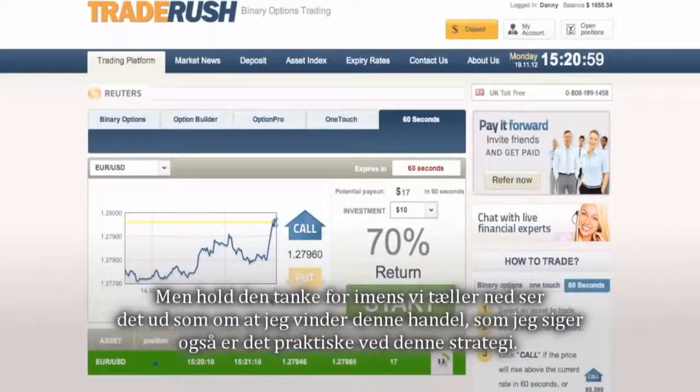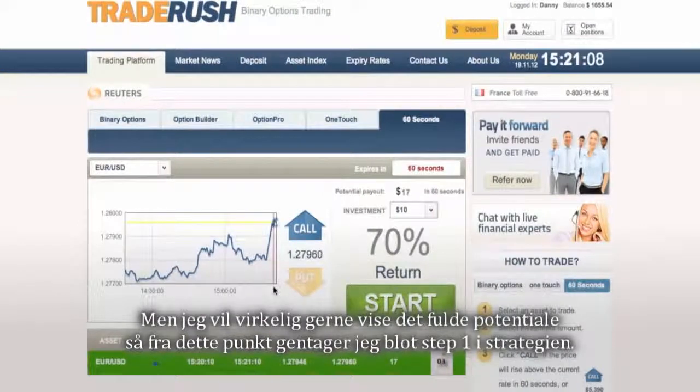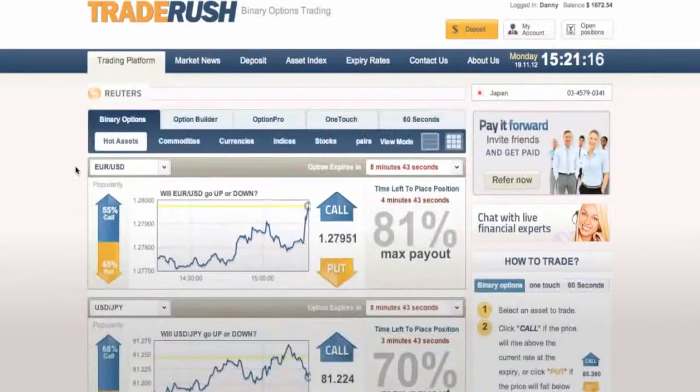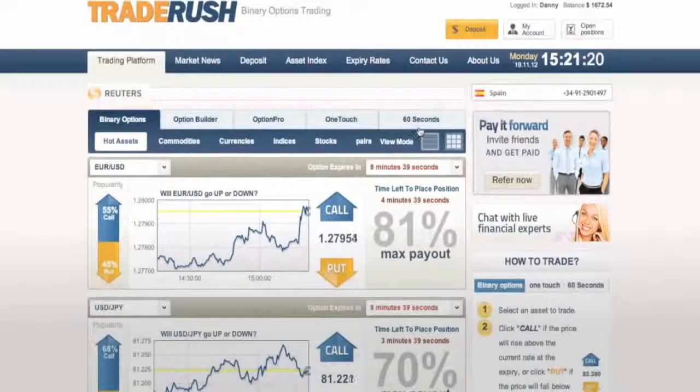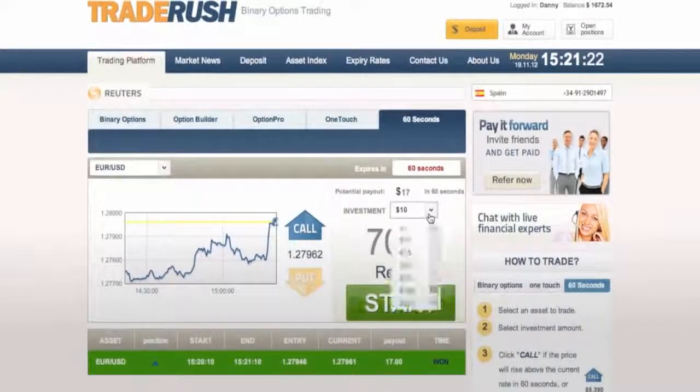But hold that thought, because as we're counting down, it looks like I'm going to win this trade, which like I said is the practical way of this strategy. But I really want to show you the full potential, so after this trade I'll just repeat step 1 again. That's checking the binary option step, still saying call. I'll put on another $5 trade, hit start and approve, and we're off again.